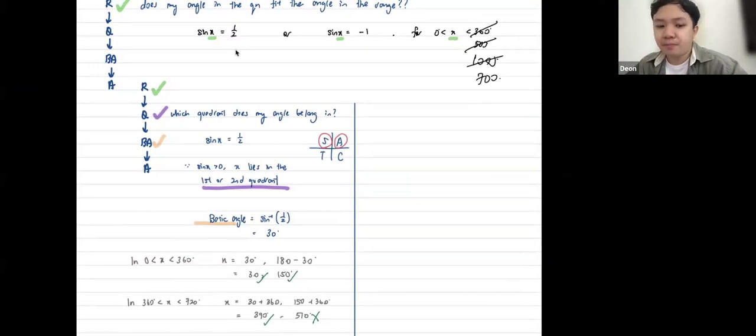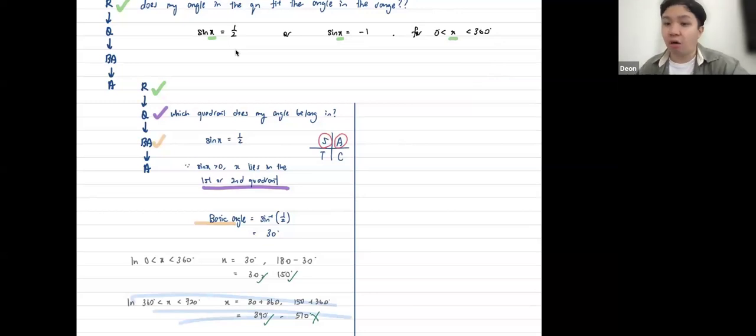That's all. But if the original question was just 360, then I don't need this part, because I already consider all the angles that I need to consider. Does that make sense? Only because it's 500, that's why I added a little bit more by adding one more circle. Here, I already know it's until 360. If it's until 360 and I already consider until 360, I'm done. Finish already.